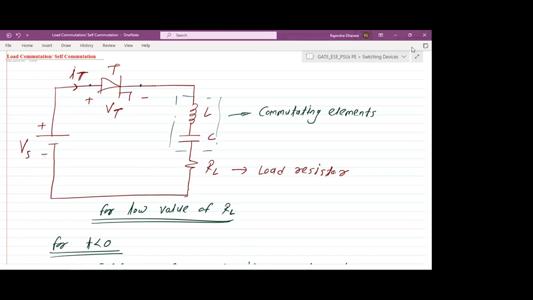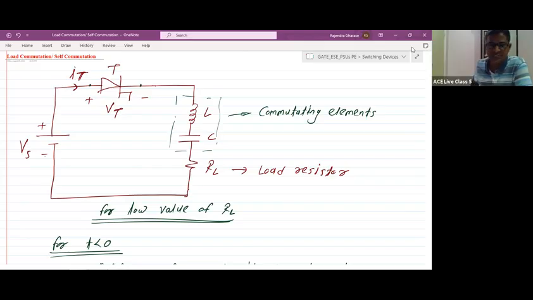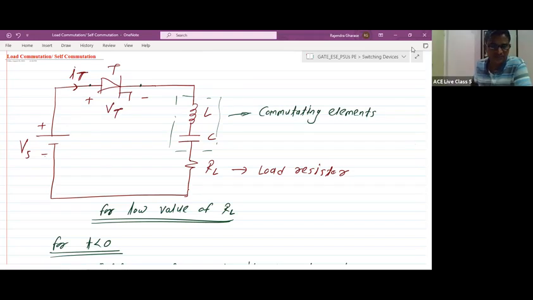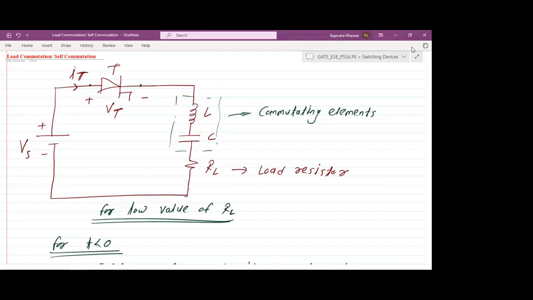Yes, sir. So the minimum time required to turn off the SCR is the TQ value. Minimum time, yes, it is TQ only, and TC can be greater than TQ. Can be greater than or equal to. Equal to. Okay, understood. Thank you.